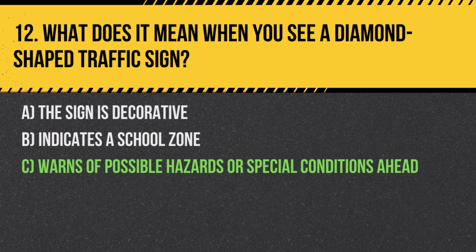Answer. C. Warns of possible hazards or special conditions ahead. Diamond-shaped signs are used to alert drivers to upcoming hazards.